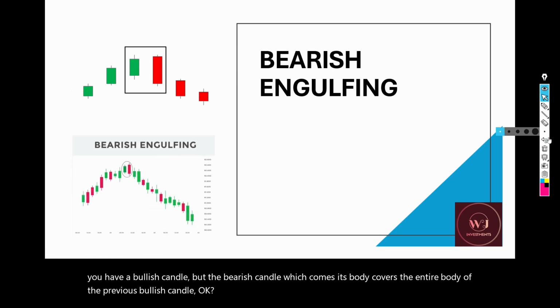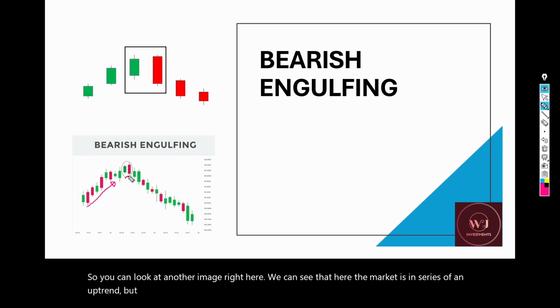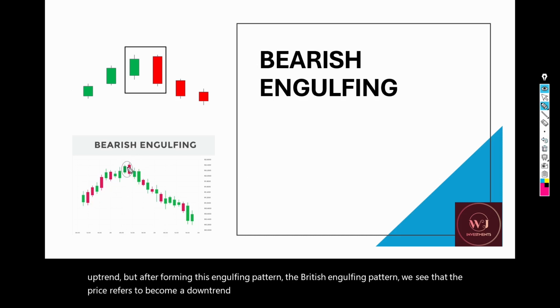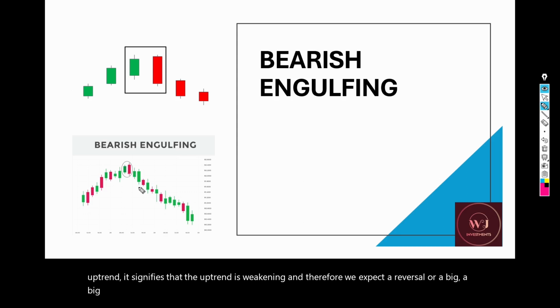So you can look at another image right here. We can see that here the market is in a series of an uptrend, but after forming this engulfing pattern, the bearish engulfing pattern, we see that the price reversed to become a downtrend. Okay, so every time we get a bearish engulfing on a clear uptrend, it signifies that the uptrend is weakening, and therefore we expect a reversal or a big retracement within that current trend. Okay.